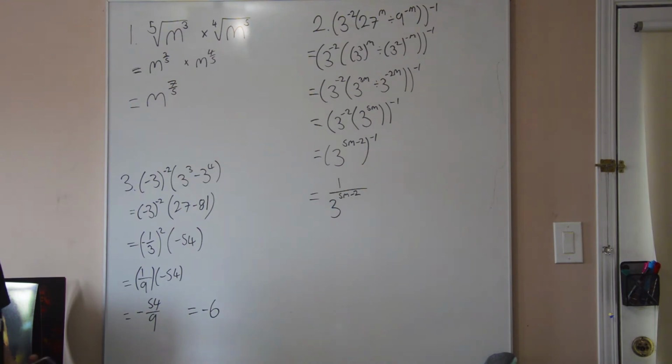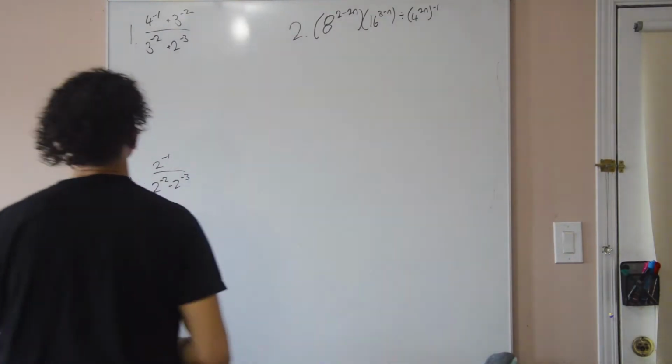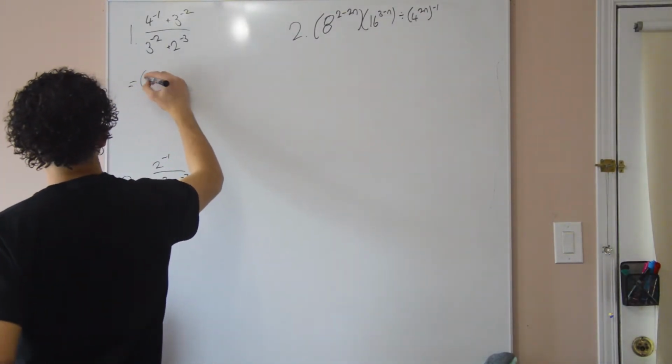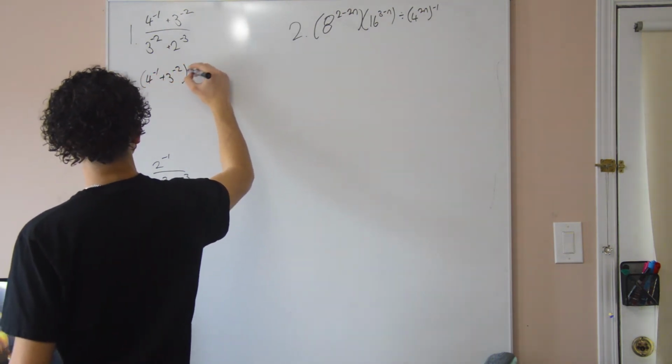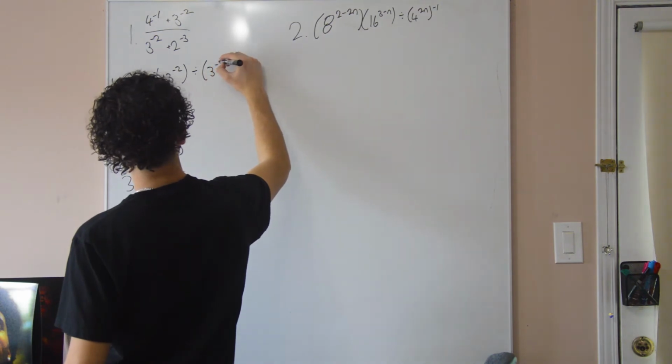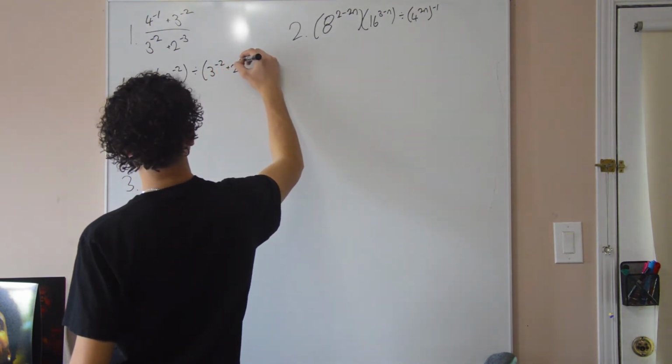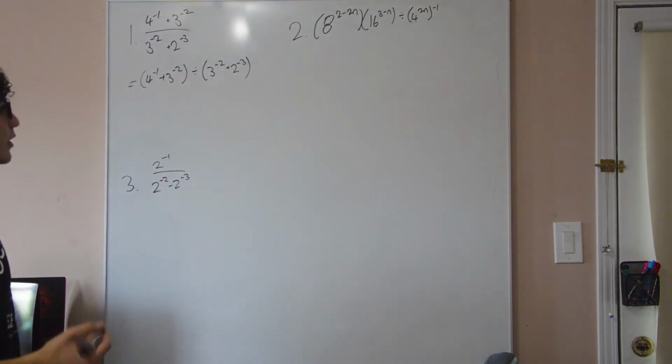Let's move on to the next couple. So here, we're just going to rewrite it. Okay? So 4 to the negative 1 plus 3 to the negative 2 divided by 3 to the negative 2 plus 2 to the negative 3. I'm just going to rewrite it like that.